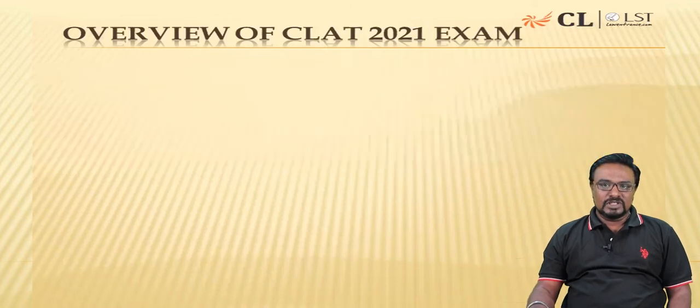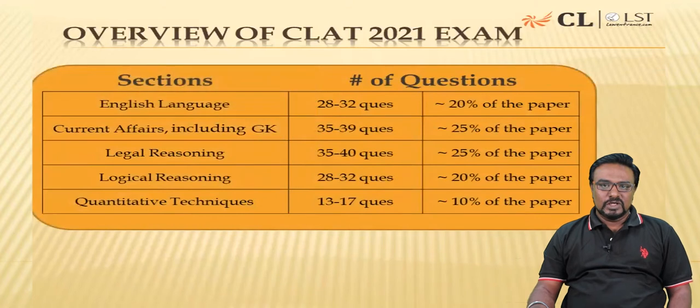CLAT as a paper is divided into 5 sections. I have the sections, and we will also talk about the number of questions being asked in these sections. The 5 sections are English language, current affairs which includes GK, legal reasoning, logical reasoning, and quantitative techniques. In English language you have about 28 to 32 questions, which is approximately 20% of the paper. Current affairs has 35 to 39 odd questions, which comprises 25% of the paper. Legal reasoning comprises 35 to 40 questions, again 25% of the paper.